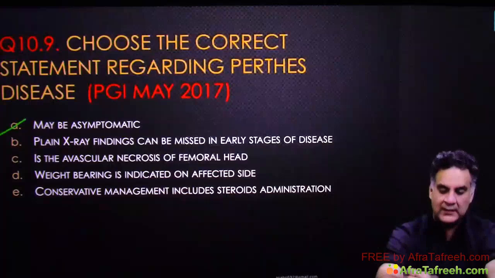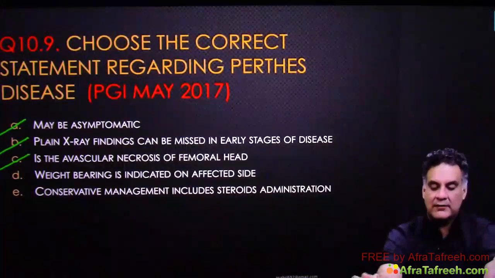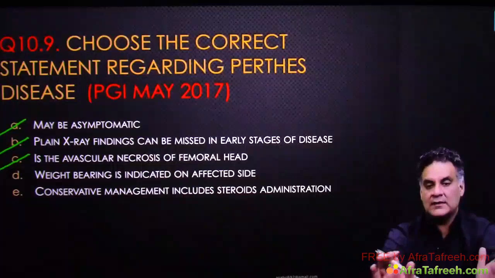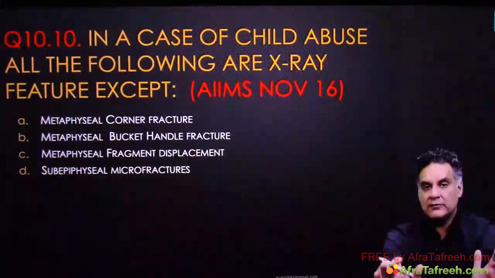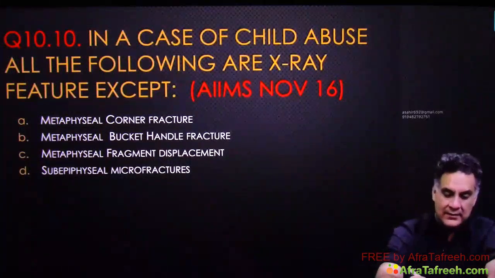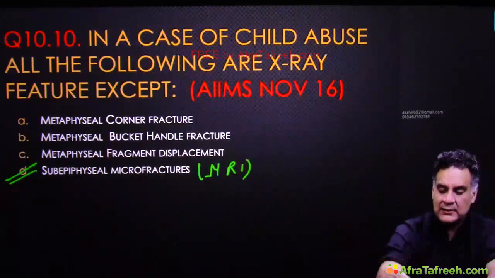Choose the correct statement regarding Perthes. It may be asymptomatic, true. Plain X-ray findings can be missed in early stage, true. Avascular necrosis of femoral head, true. Weight bearing is indicated, no. Conservative management with steroids, no. In a case of child abuse, the following are the X-ray findings except: subepiphyseal microfractures are an MRI finding, so they can't be seen on X-rays.